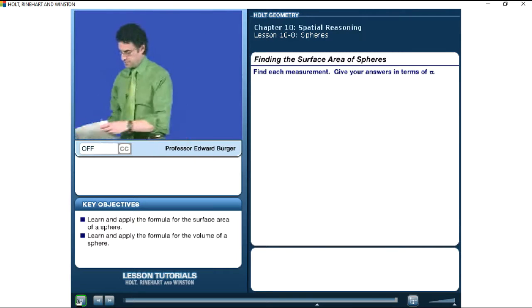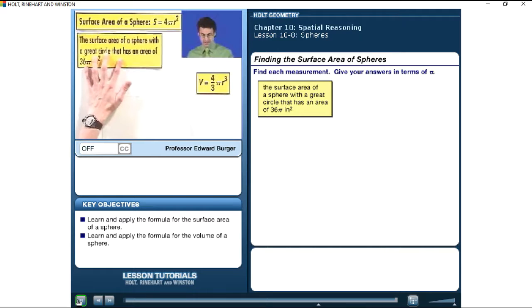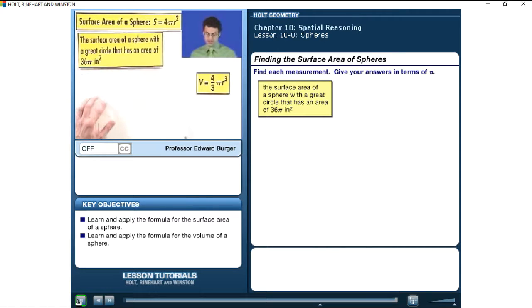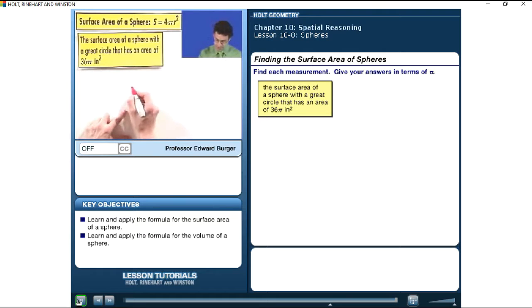How about this question? Let's find the surface area of a sphere with a great circle that has an area of 36 pi inches squared. Now, what's a great circle? You're saying, oh, a great circle, that's like a really good one. Well, no, actually, a great circle is a mathematical term that actually has some meaning. Let's take a look at a sphere, and I will show you what a great circle is.